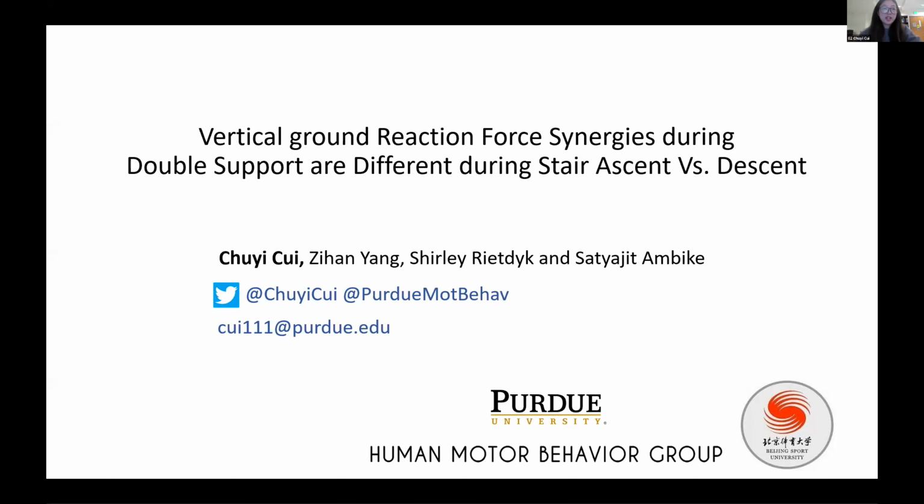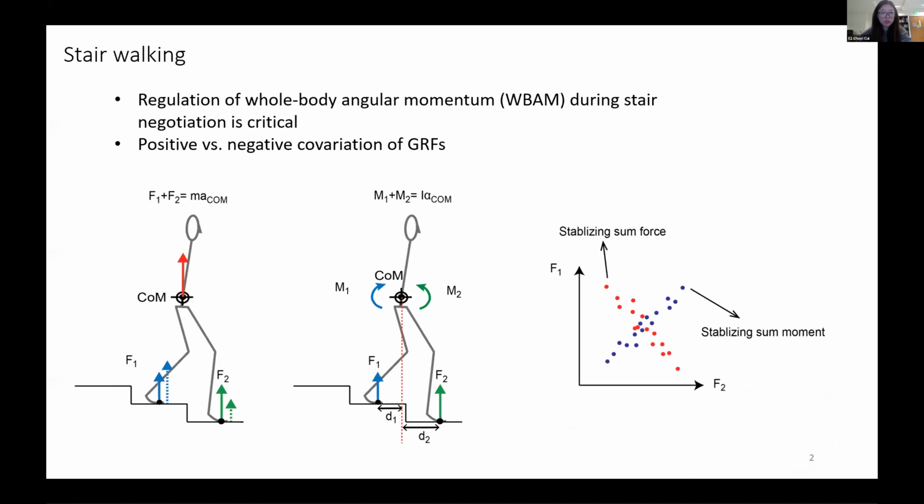Hi, everyone. I'm Chuyi from Purdue University, and today I'm going to present on vertical ground reaction forces coordination during stair ambulation. So regulation of whole body angular momentum is critical during stair ambulation to prevent falling. It is also known that the whole body angular momentum is regulated more tightly during descent compared to ascent. However, the mechanisms employed under this control are not well understood.